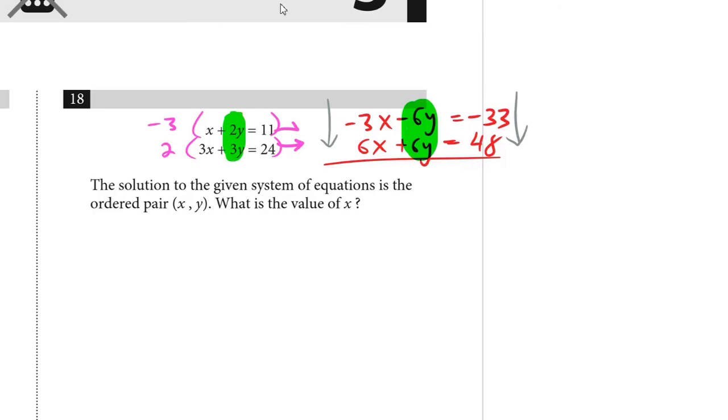it'll give us 3x equals 15. 48 minus 33 is 15. Divide by 3 on both sides, and you get x equals 5 for number 18.